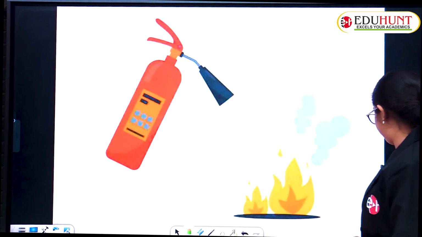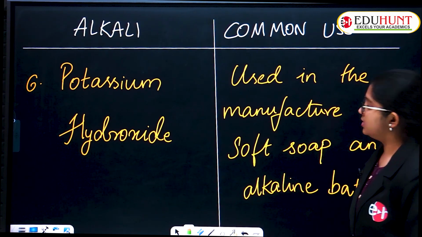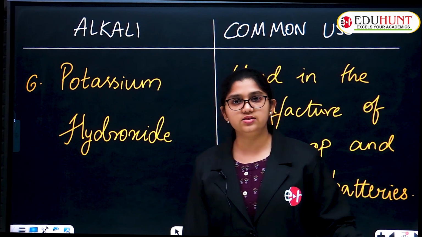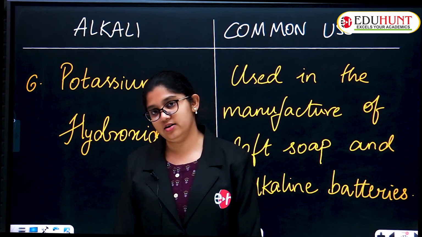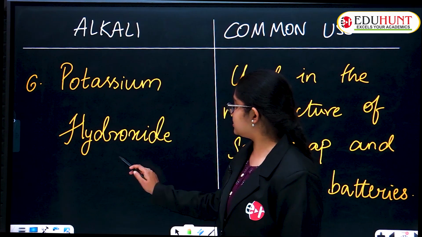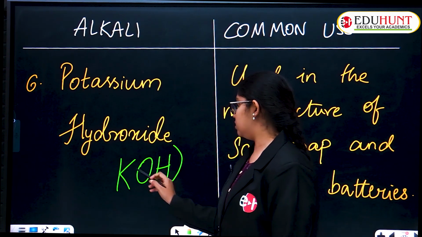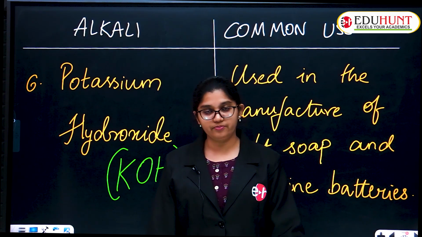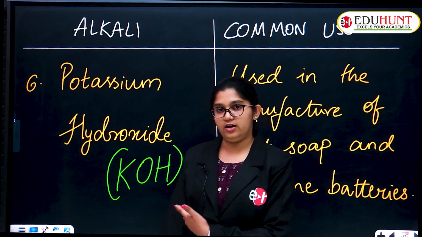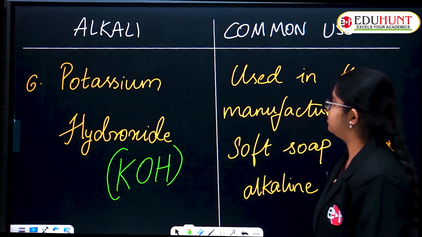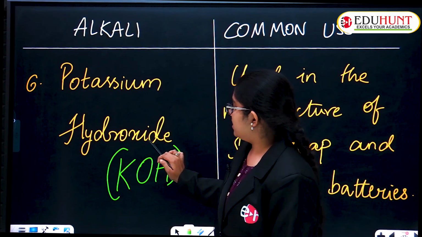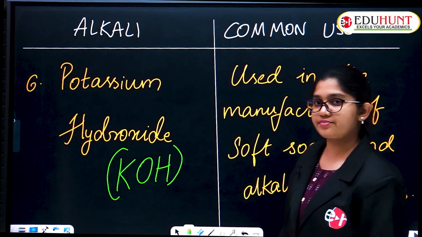Now the next one, children, is the last alkali, potassium hydroxide. The formula of potassium hydroxide is simple. Potassium K, hydroxide OH, that's it. Because potassium belongs to group 1, the valency is 1, so OH only 1. Clear, no? Potassium hydroxide, KOH.